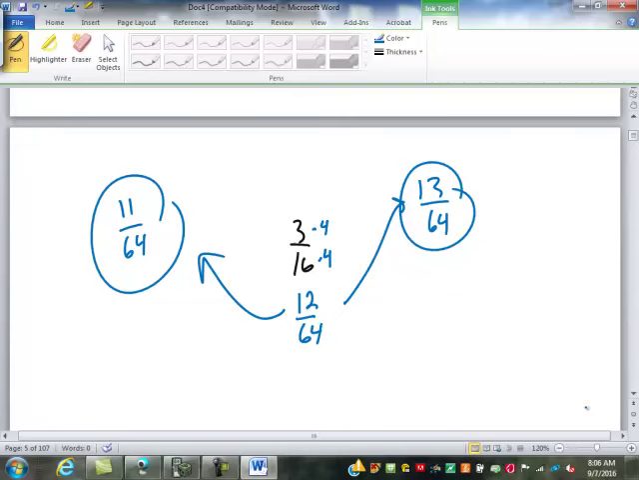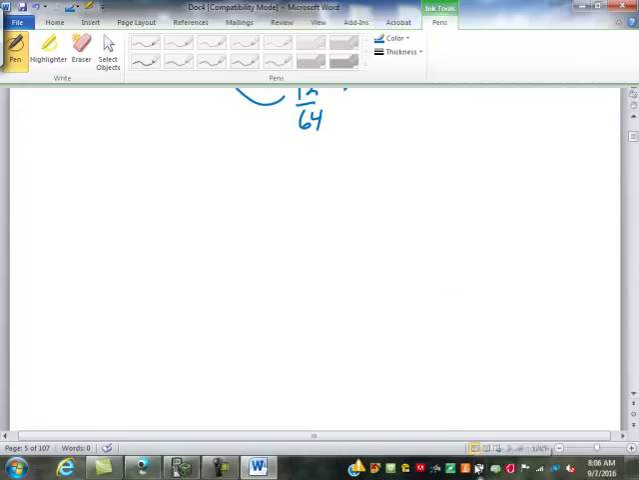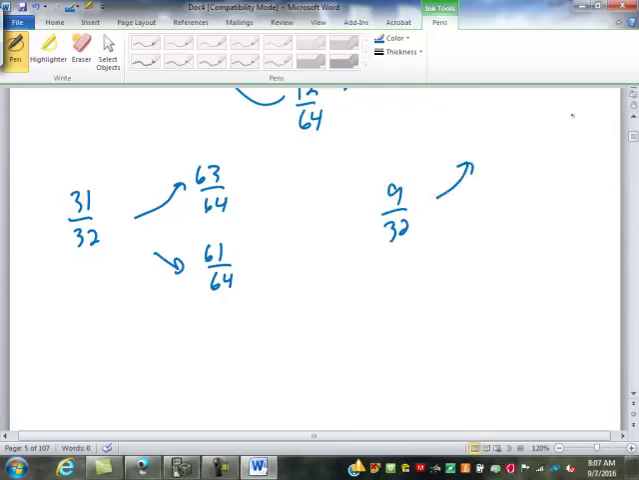Okay, so looking at it here, number 13, we have 31/32. What's the next size larger? 63/64 and smaller? Perfect, 61/64. 14, 9/32. What's the next size larger? 19 and smaller? 17/64.